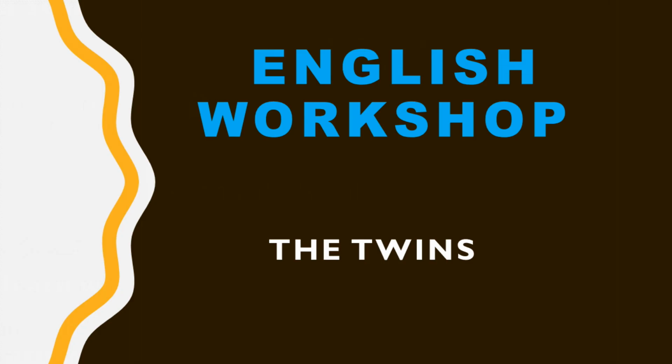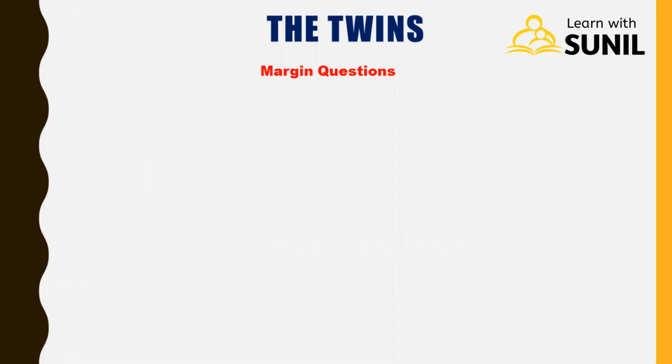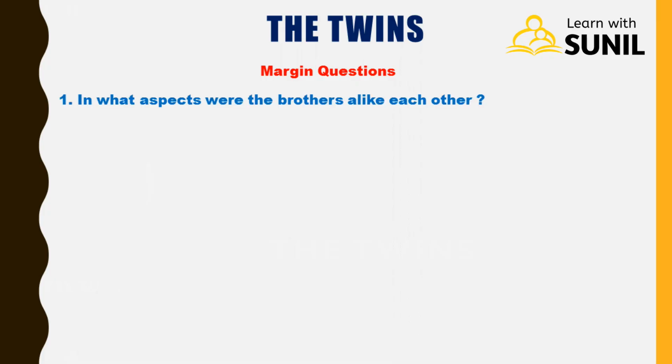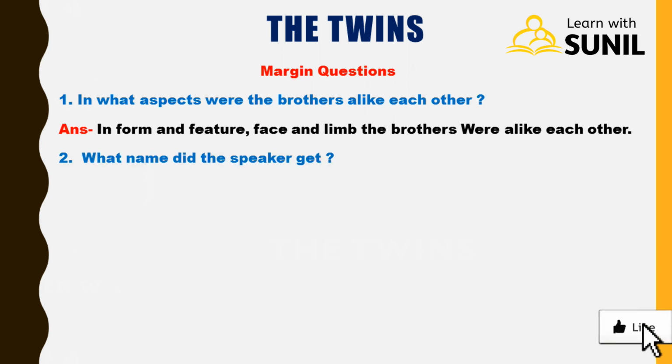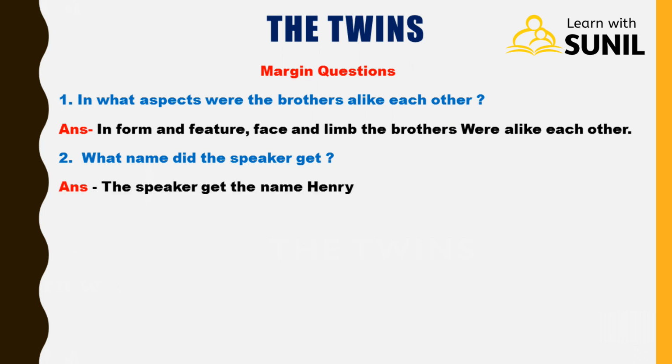English workshop, The Twins. Margin questions. First question: In which aspects were the brothers alike each other? Answer: In form and feature, face and limb, the brothers were alike each other. Second question: What names did the speaker get? The speaker got the name Henry.